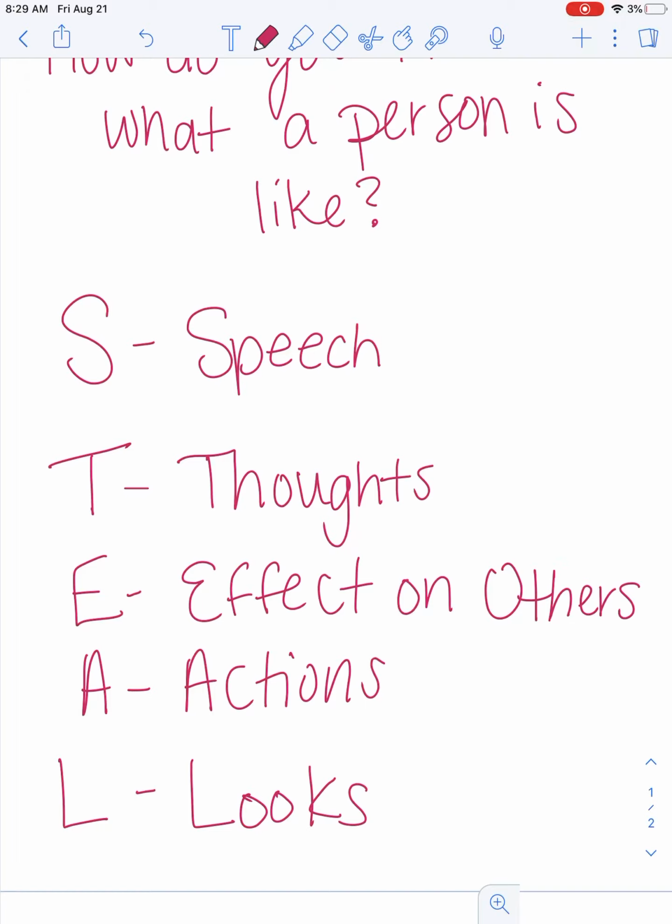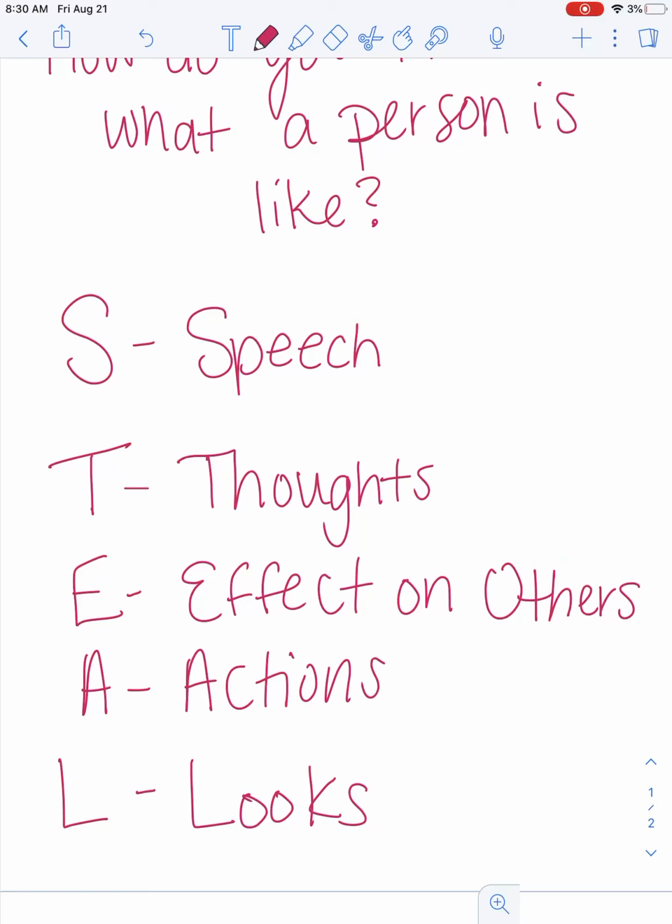Obviously, you can't hear real people's thoughts. So you're not going to be able to use that one for real people. But for characters, a lot of times characters will tell readers what they're thinking. You'll be able to hear into their thoughts a little bit. And what someone is thinking says something about who they are as a person, right? What you think about says something about you as a person. So what characters think about says something about them as a person.